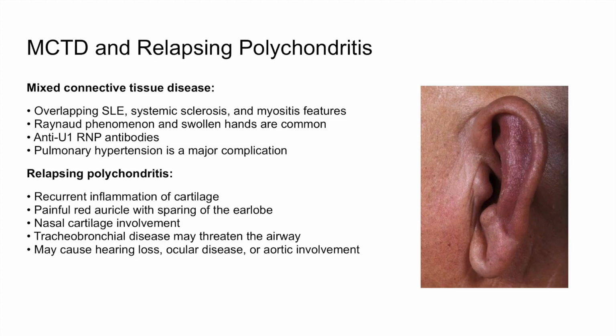Relapsing polychondritis is different. It produces recurrent inflammation and destruction of cartilage. And so the classic finding is a painful red auricle that spares the earlobe because the lobe contains no cartilage. Nasal cartilage may also be affected, and tracheobronchial involvement can become life-threatening by compromising the airways. Hearing loss, ocular inflammation, and aortic involvement may also occur.